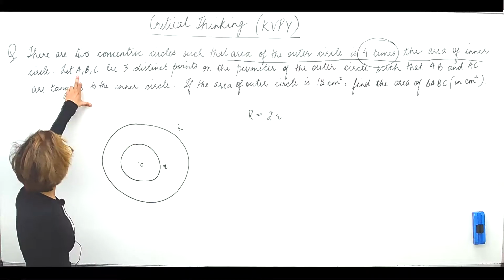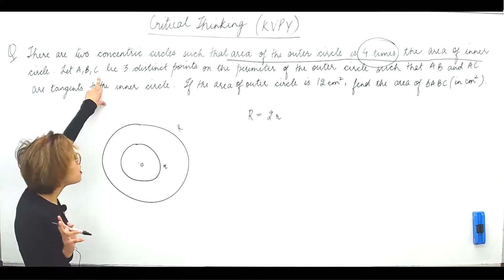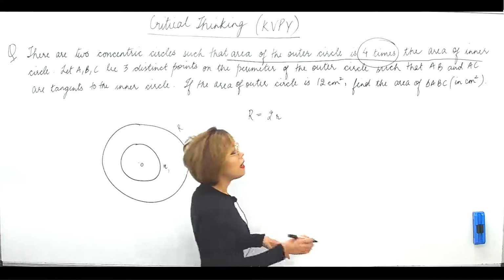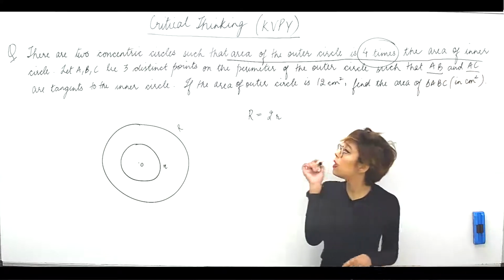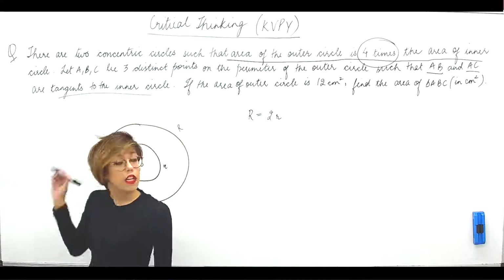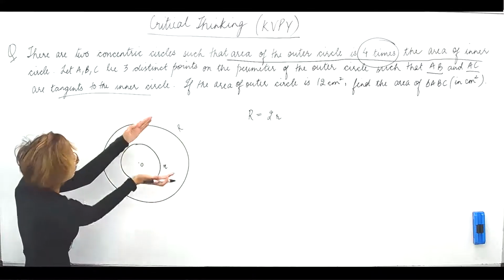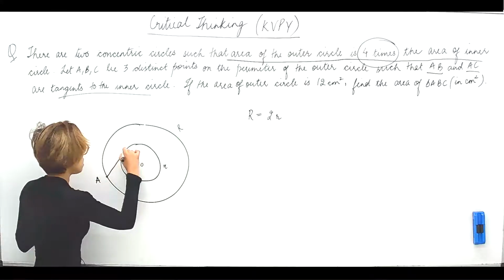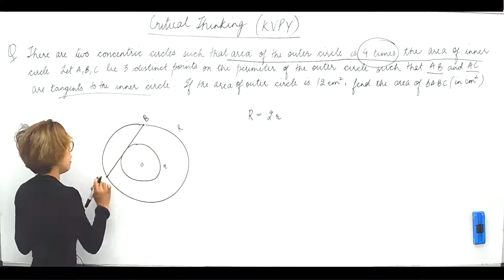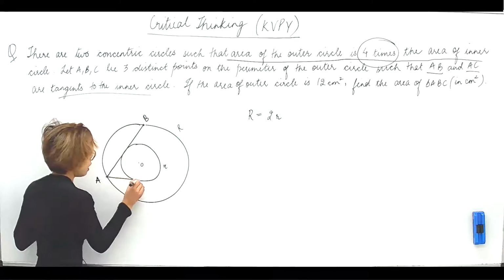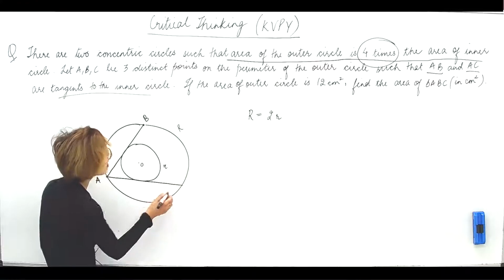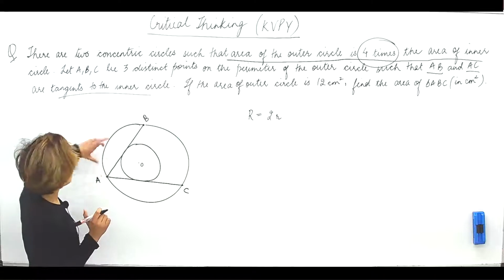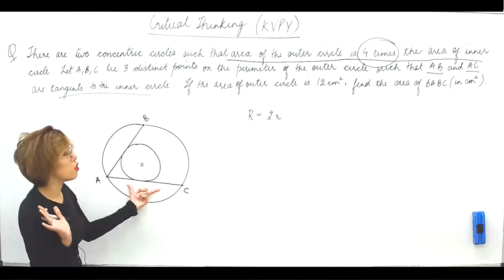Now he says, let A, B, C be 3 distinct points on the perimeter of the outer circle. So on this, you have to take 3 points such that AB and AC are tangents to the inner circle. So I have to take such points so that they become tangents. Suppose I take my A to be here. So this is B, and then here I can have C. Alright, so these are my 3 distinct points, AB and AC are clearly tangents.